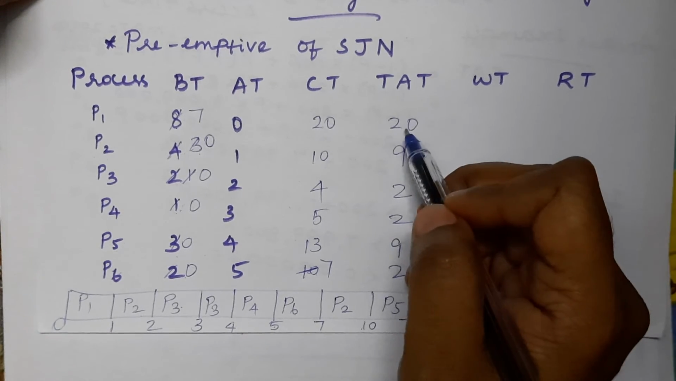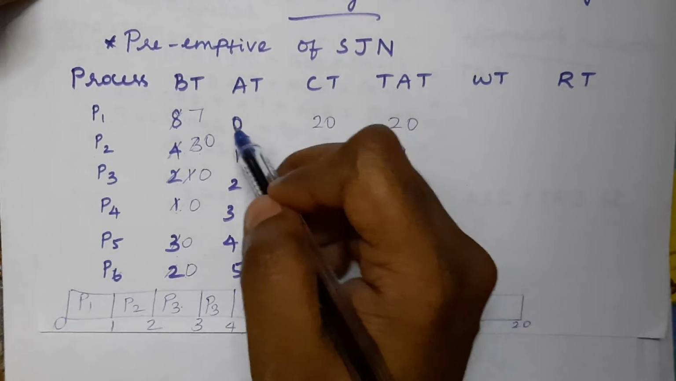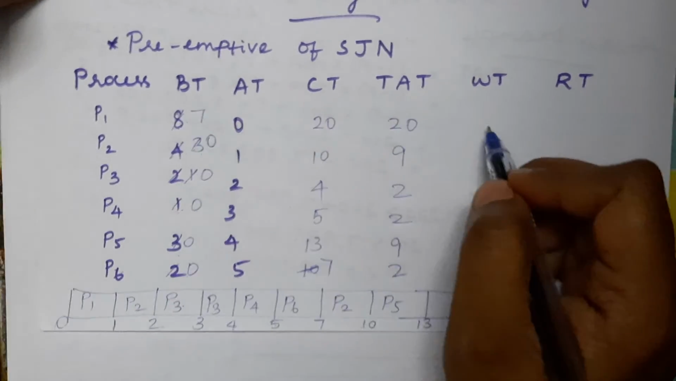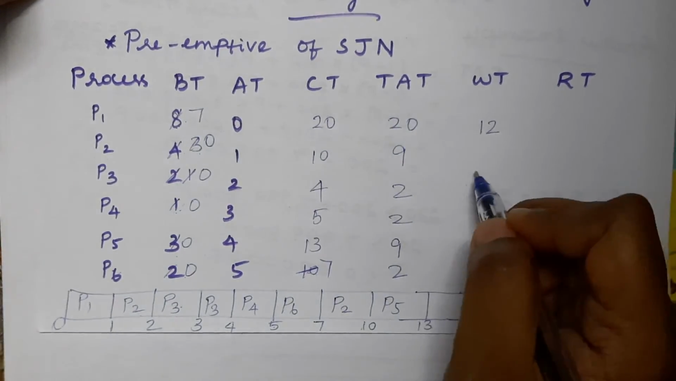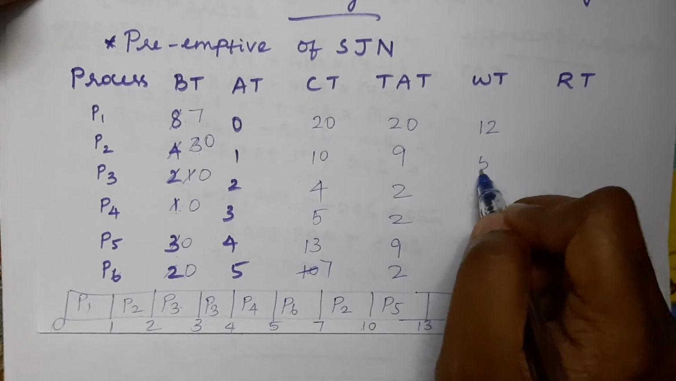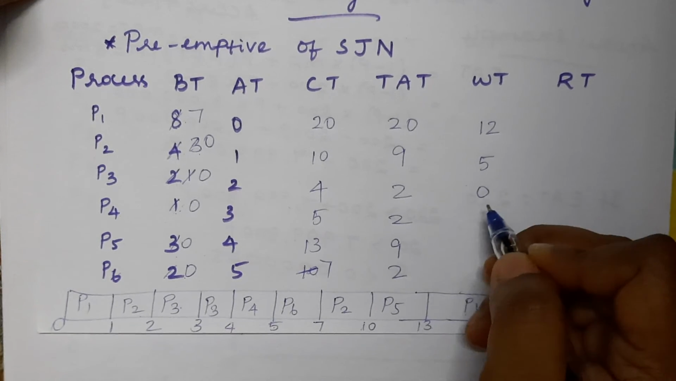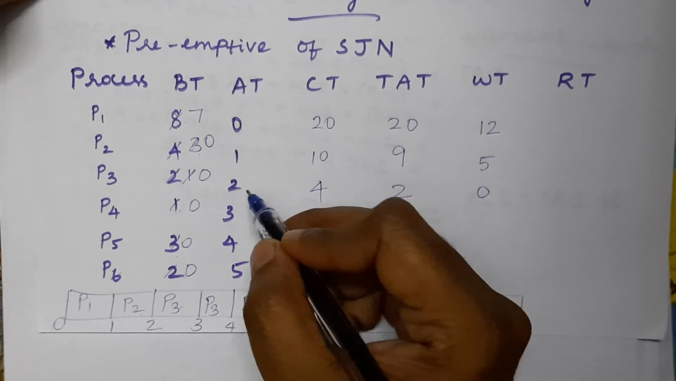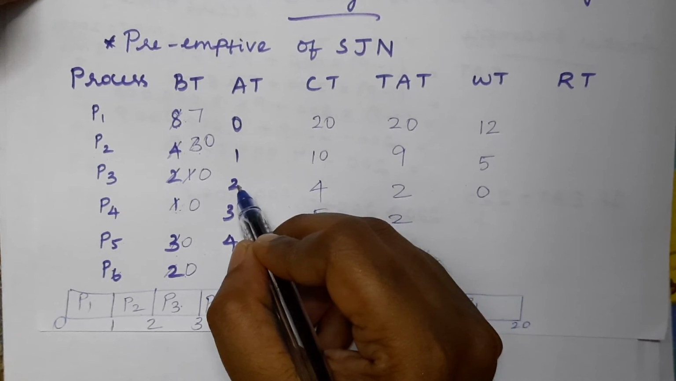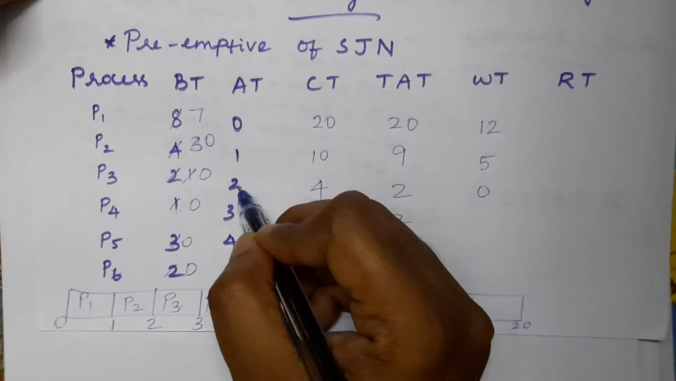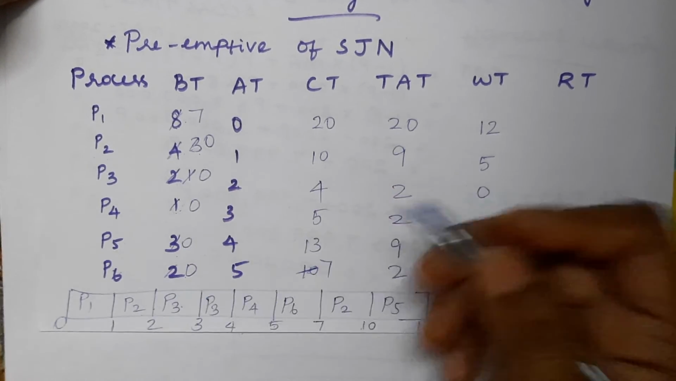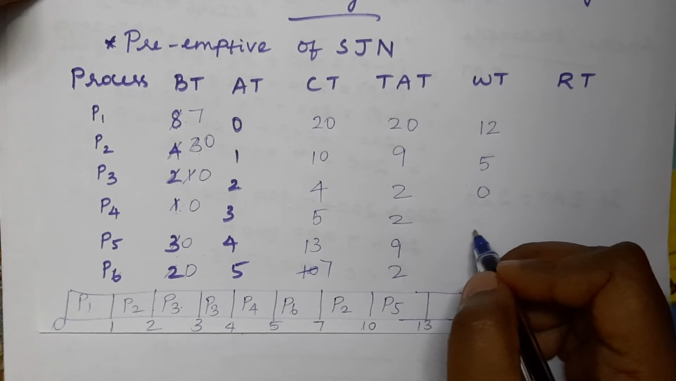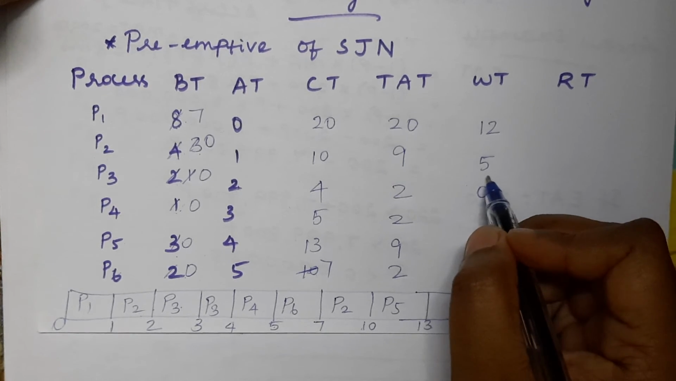Next one, waiting time. It can be calculated by subtracting the burst time from the turnaround time. So here the burst time is 8, 20 minus 8, that is 12, 9 minus 4, that is 5, 2 minus 2, that is 0. Because P3 arrived at time 2 and it was scheduled at time 2 itself, its waiting time is 0.